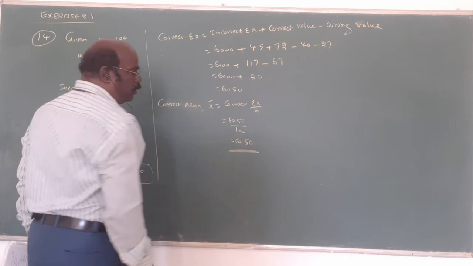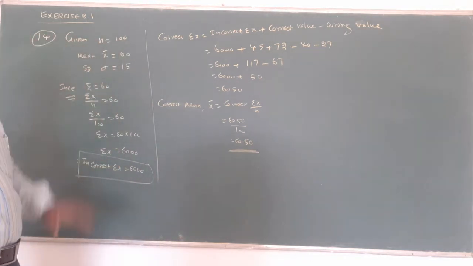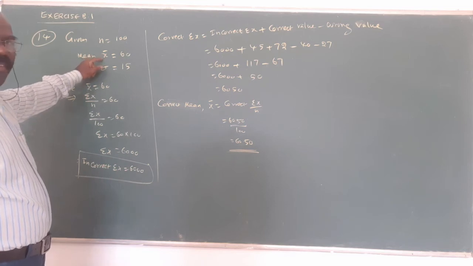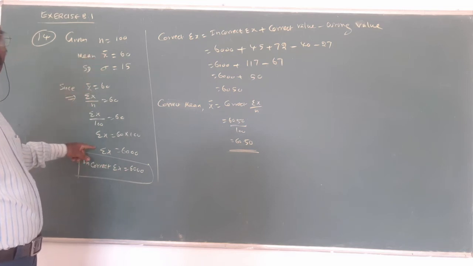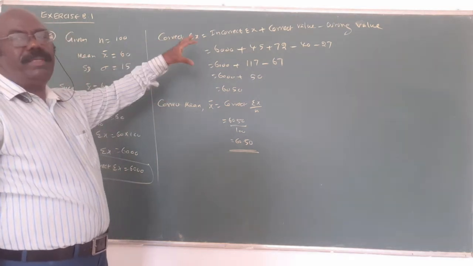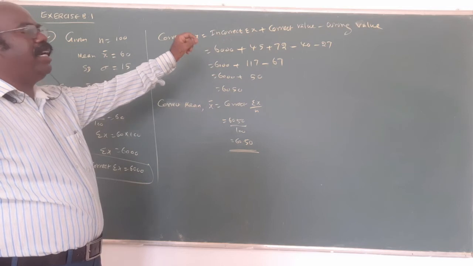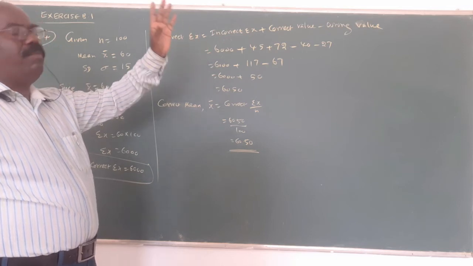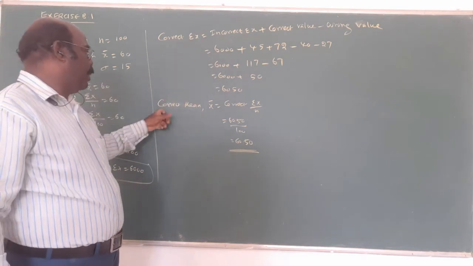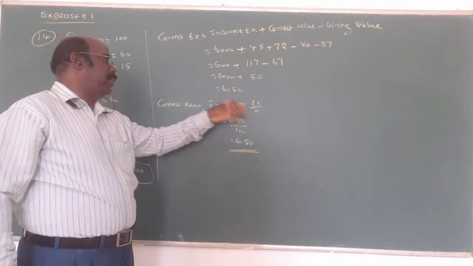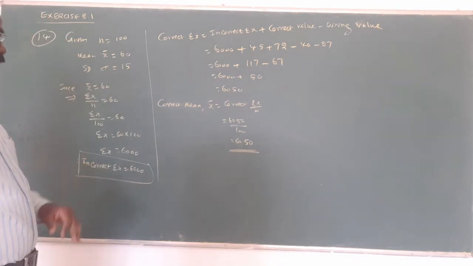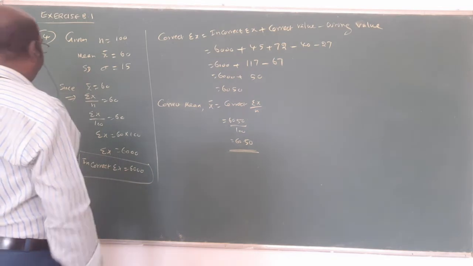X bar is the formula. The correct mean will be found. From the given mean we find the total, that's called the incorrect total. But if you want the correct total, from the incorrect total, add the correct value and subtract the wrong value, and we get the correct total. Similarly, you will find the correct standard deviation.